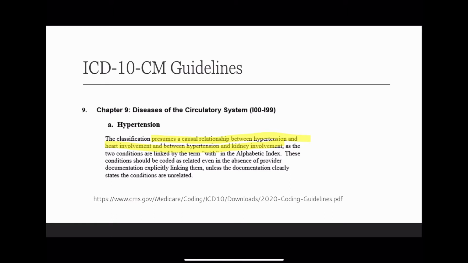The provider has to document that one does not cause the other in order for you to code it differently. If you see these codes together, you are to assume, unless he documents that they are not cause and effect or causal relationship.